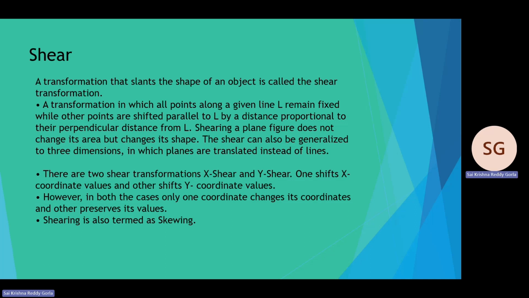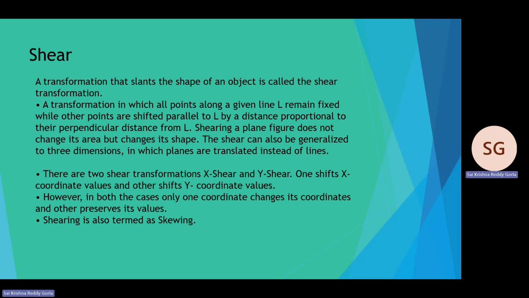And now it's shear. A transformation that slants the shape of an object is called a shear transformation. It is a transformation in which all points along a given line L remain fixed, while other points are shifted parallel to L by a distance proportional to the perpendicular distance from L. You'll see these pictures on the next slide. Shearing a plane figure does not change its area but changes only its shape. Shear can also be generalized to three dimensions, in which planes are translated instead of lines.